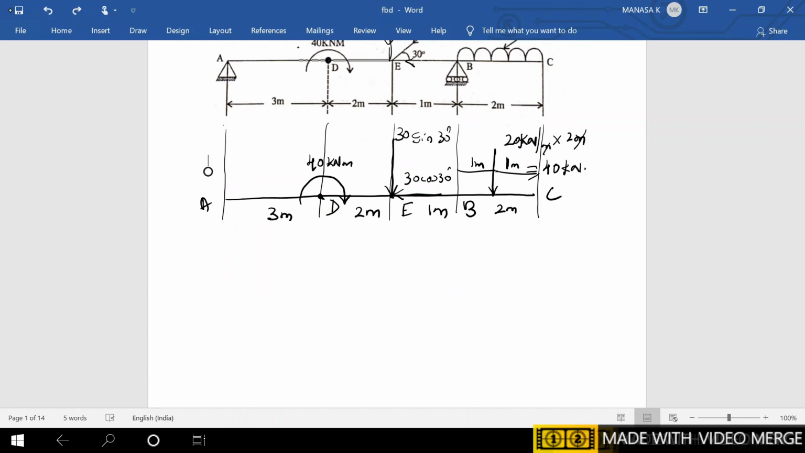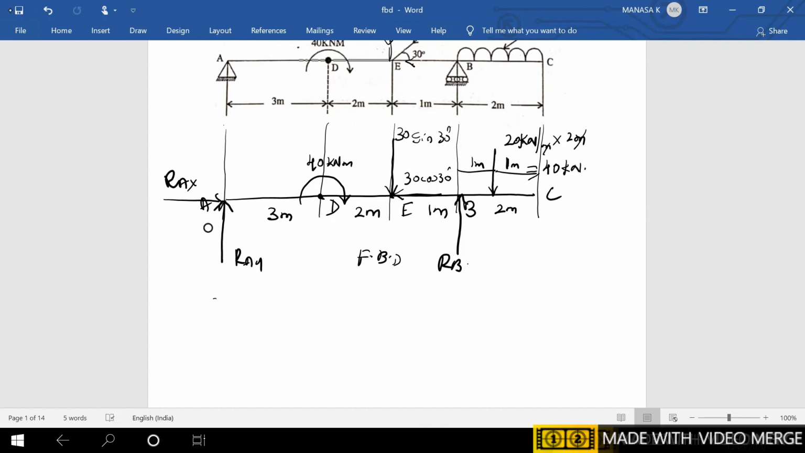Once loads are converted into point load or moment, then you have to see the supports. Here there is a support and it is a hinge support. So there will be two reactions, one horizontal, one vertical. So I'll take these as RAY and RAX, and at point B there is a roller, only one vertical reaction, that I'll take as RB. So now the free body diagram is done.